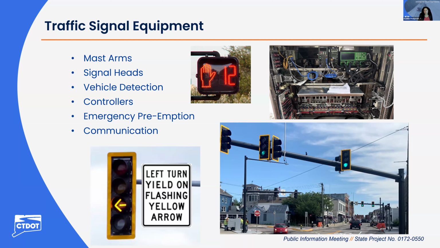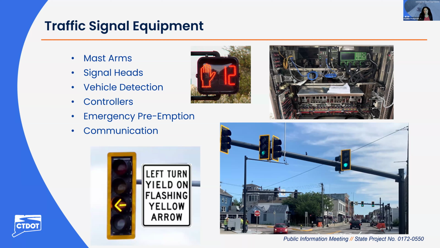We also have, this is an example of a flashing yellow arrow signal head. In real life, that yellow would be flashing. We have a pedestrian signal head, so that's what we're talking about when we say pedestrian signal head. And then on the top right, this is what it looks like if you open a controller cabinet.